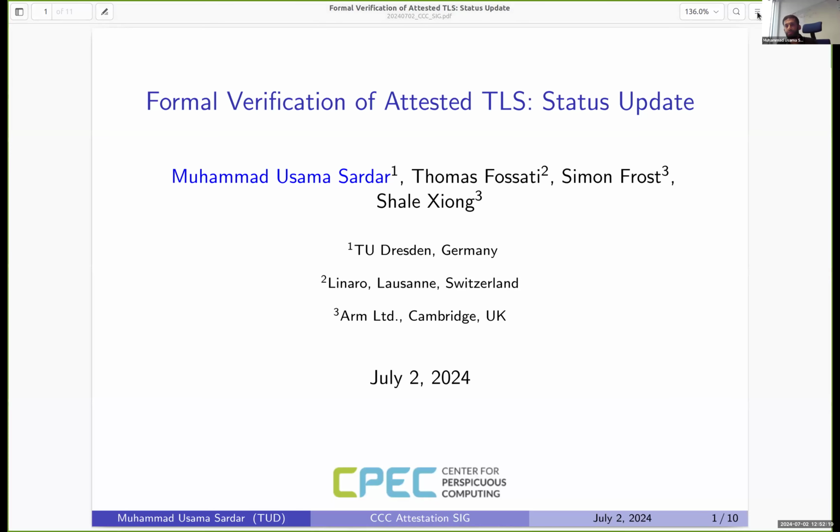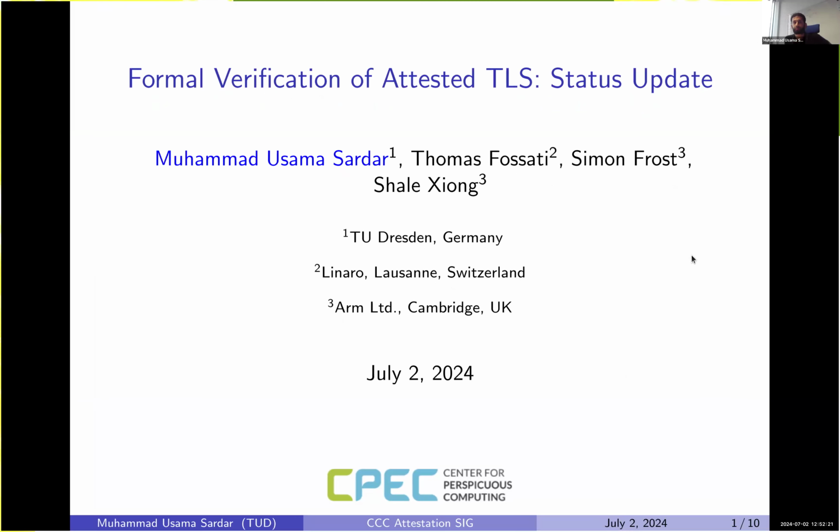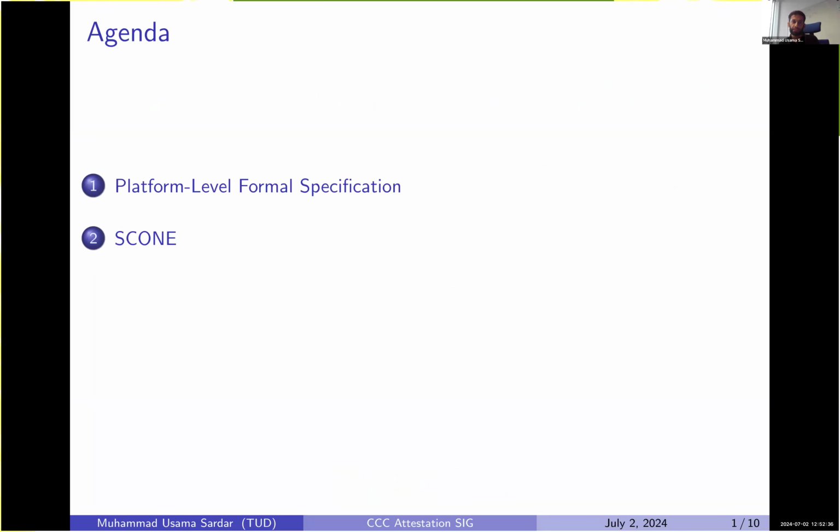Okay. And then I will just give a quick overview of the other thing, which was basically a status update on the ongoing project on attested TLS. And it's the same team which has done the same work for the ARM CCA and Intel TDX verification. So I wanted to share a high-level idea of what we are currently doing and the current update.